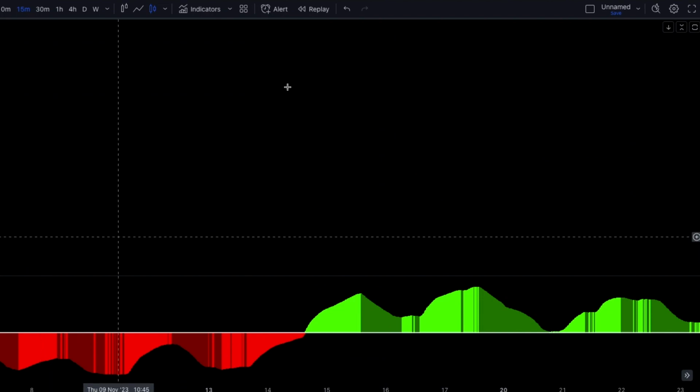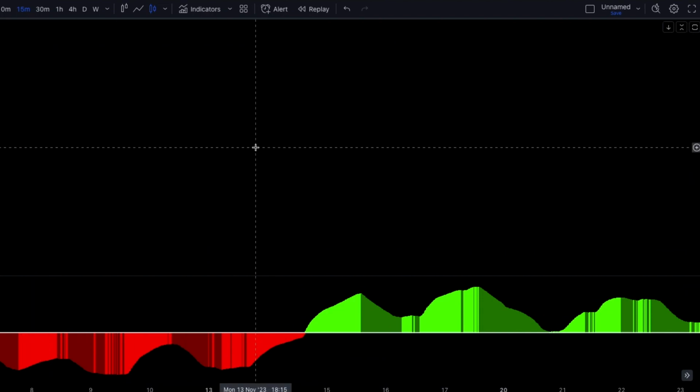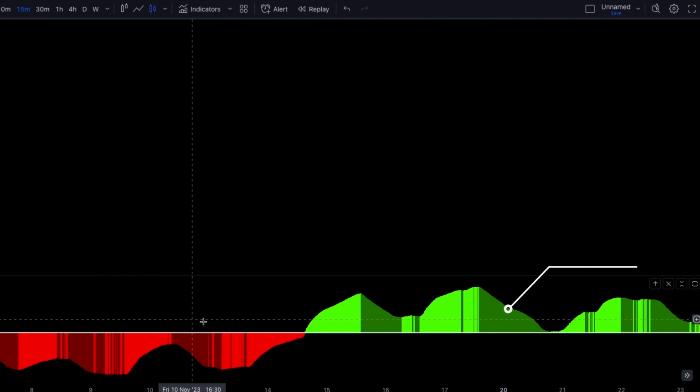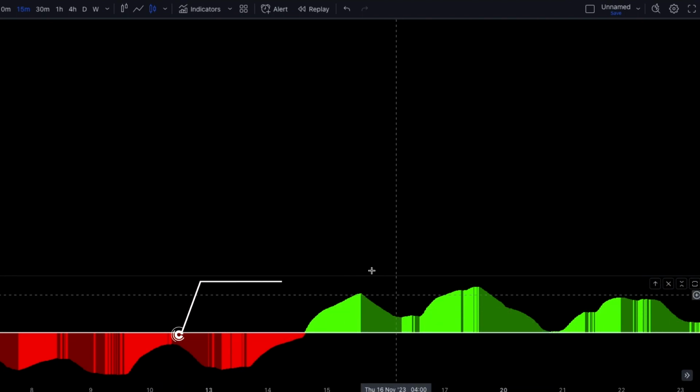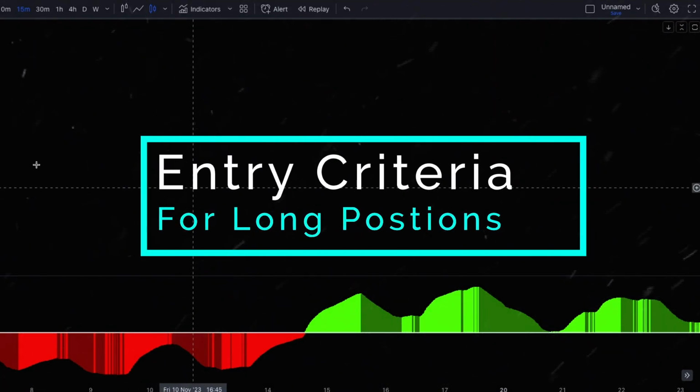Okay, so in this strategy, the MACD is going to be used for trend identification. When it's green, we're going to be looking for longs, and when it's red, we're going to be looking for sells. So now let's go over the entry criteria.